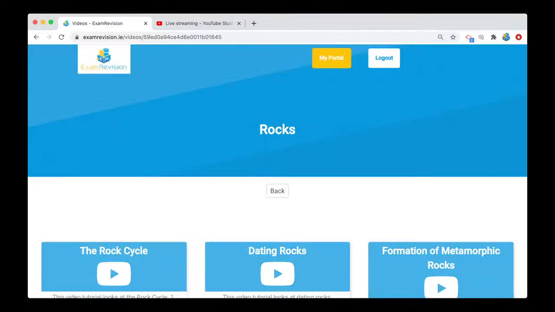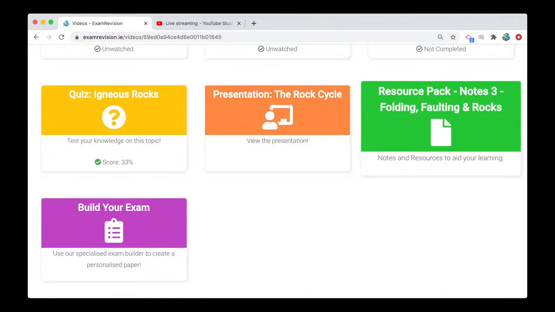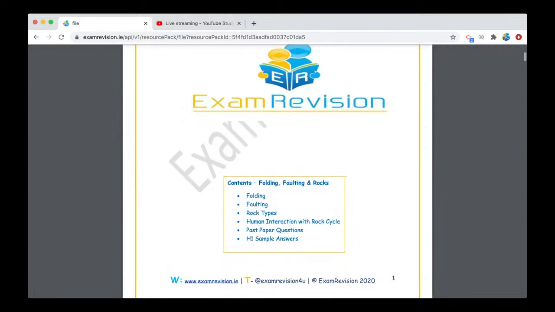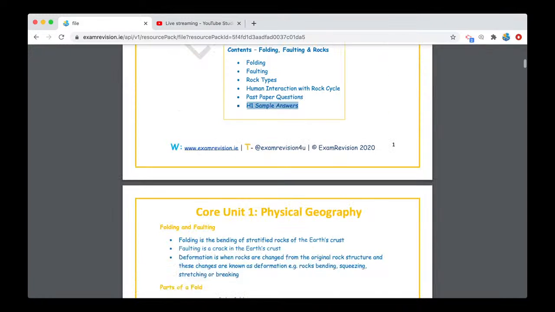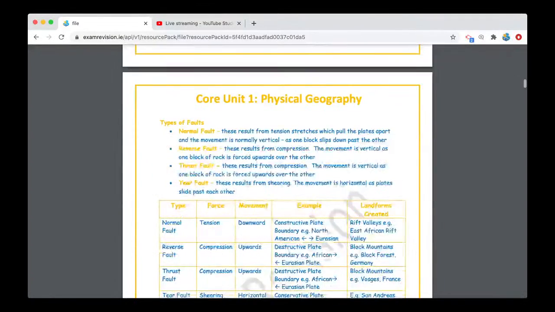PowerPoints. But also we have a resource pack, and this resource pack is for your notes. If you open this up, it very comprehensively has everything you need. So this one has folding, faulting, and rocks. So folding, faulting, rock types, human interaction with rock cycle, past paper questions, and H1 sample answers. And then in here we have everything nicely simplified for you.